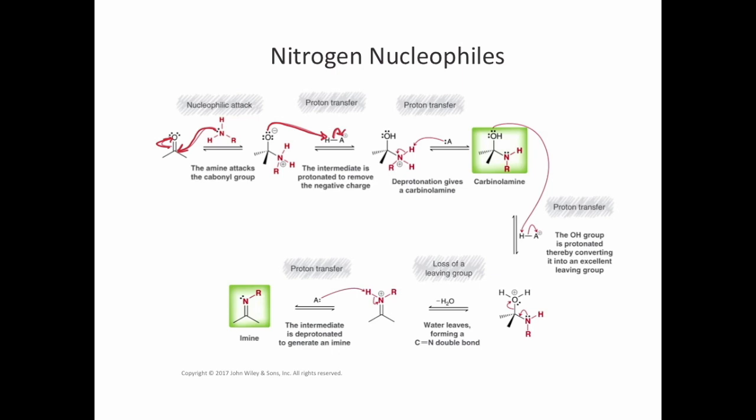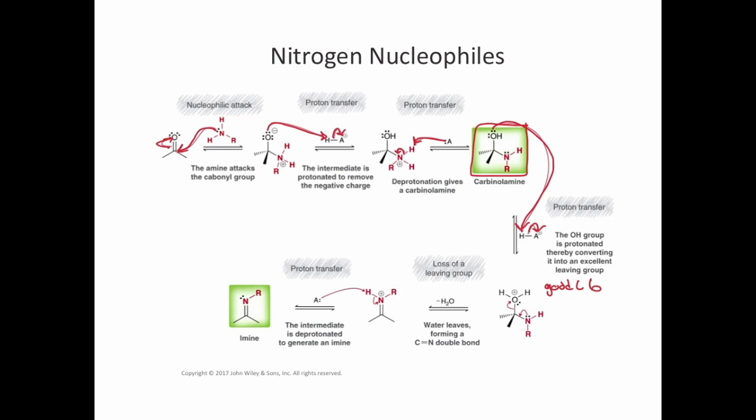In the next step, the conjugate base of the acid is going to remove one of the hydrogens from the nitrogen atom to get rid of that positive charge. Now we have this intermediate in this green box known as carbinolamine. Now the next step is we want to protonate the OH group. So that lone pair is going to grab a hydrogen from the acid. And now we have water, which is a good leaving group.